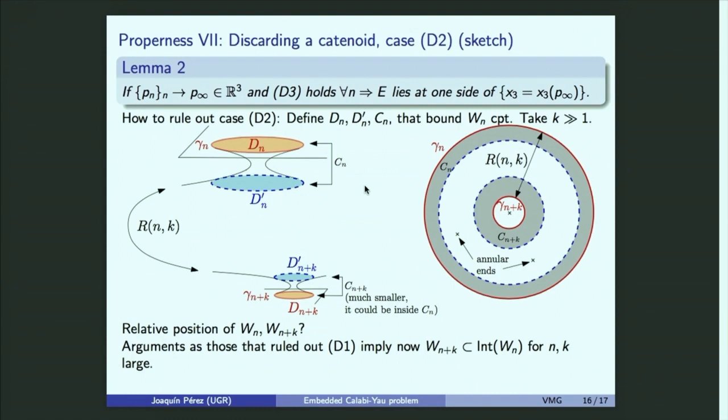Now comes the question of what is the relative position between this picture and this picture? Is this picture inside that one? I don't know. Well, they cannot intersect because they are parts of an embedded surface.